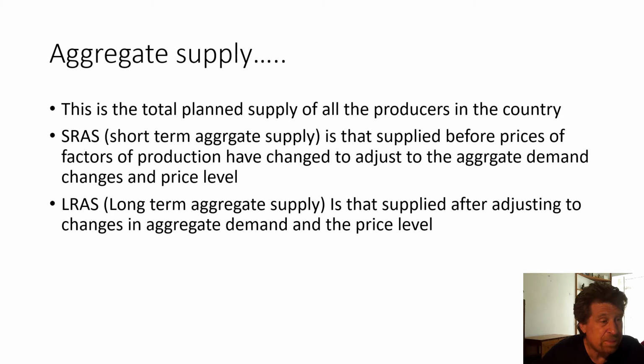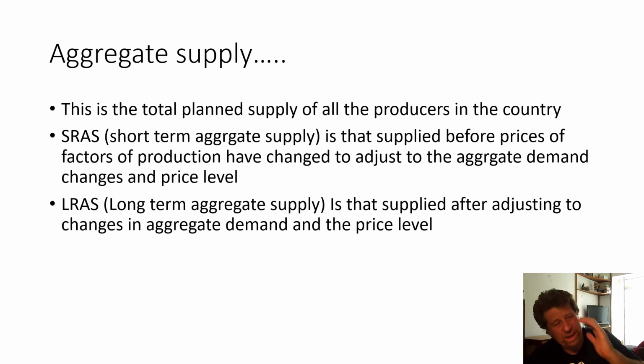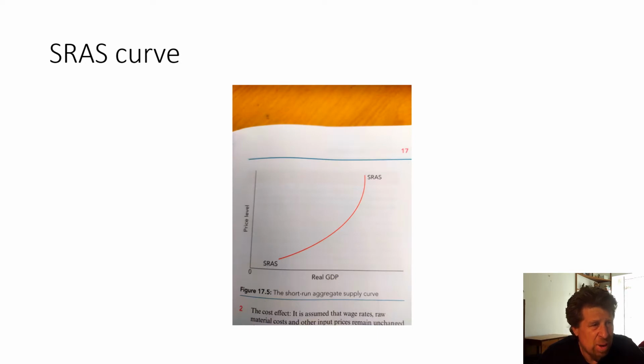So you've got SRAS, that's the short-term aggregate supply. This is different because it's before the producers react to changes in the aggregate demand or in the price level, so they haven't employed extra people or bought new machines, etc. And then the long-term aggregate supply, which is that supplied after they've made changes and adjusted to the new conditions of the economy.